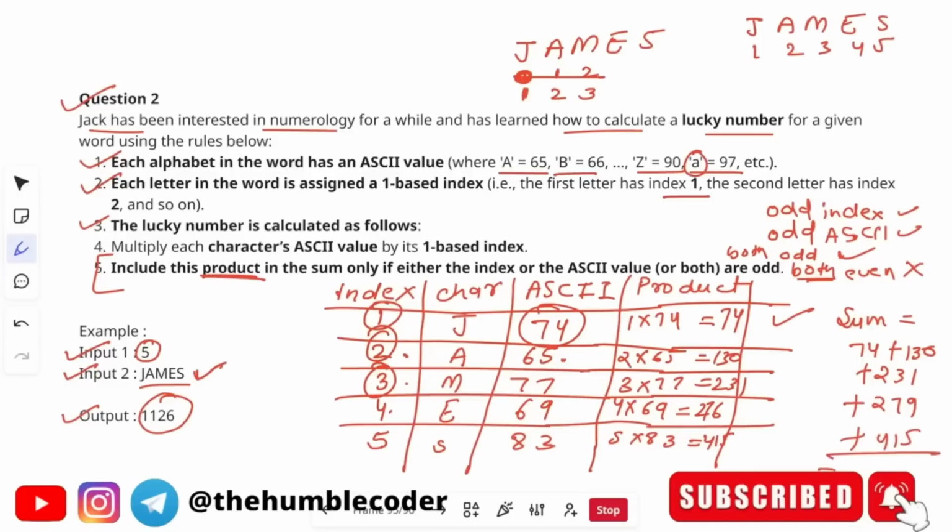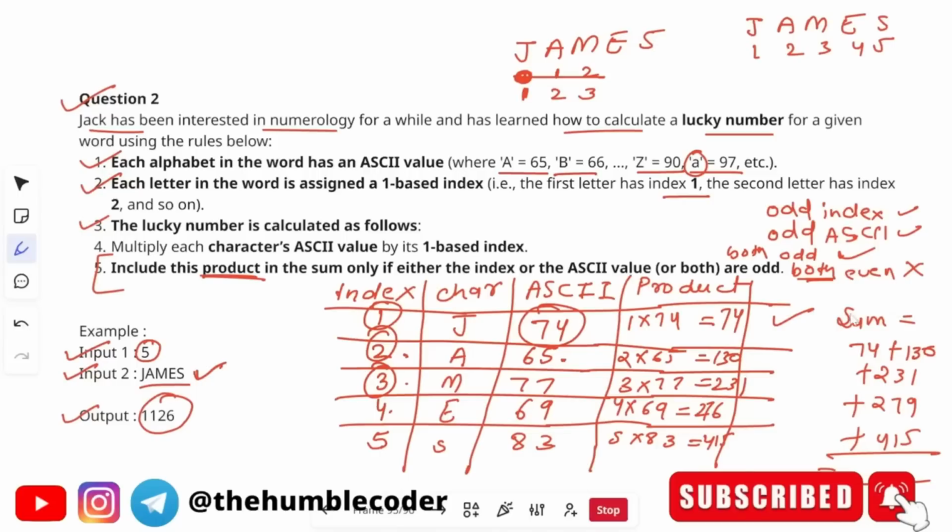So guys, in this example that we have taken, there was no product which we have eliminated, because in all the cases, one of the values was odd. So we have taken all the product values, but that's what I'm saying: you have to be very careful. There can be other test cases where both the index and the ASCII value are going to be even. In those cases, you don't have to take your product values.